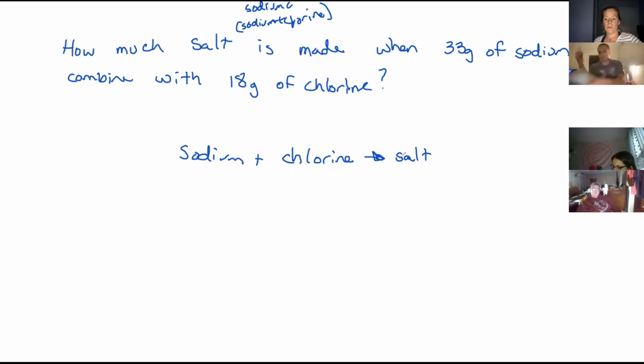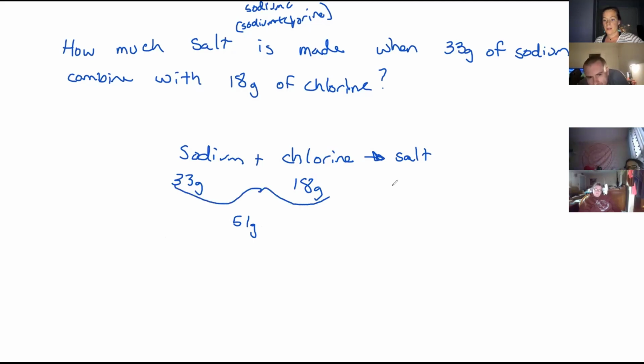So how much salt do we get? Well, it says that we have 33 grams of sodium and 18 grams of chlorine. The reactants and the product side need to total each other. So as long as it's assumed that we're using all 33 grams of the sodium and all 18 grams of the chlorine, we're just going to add those two together, which gives us 51 grams as our total.